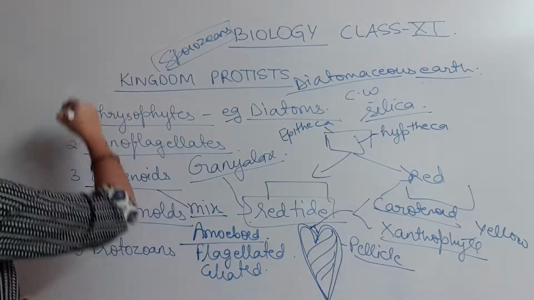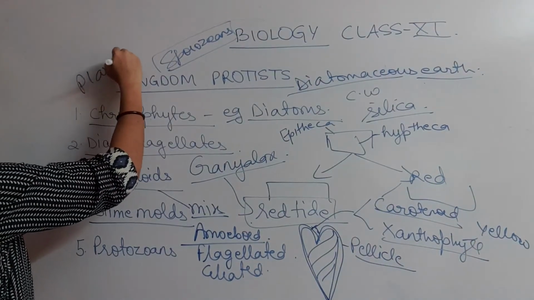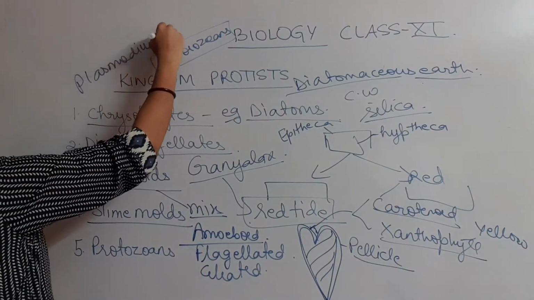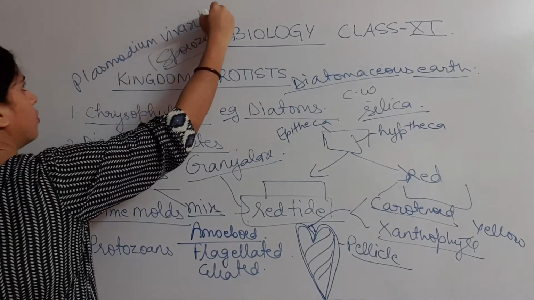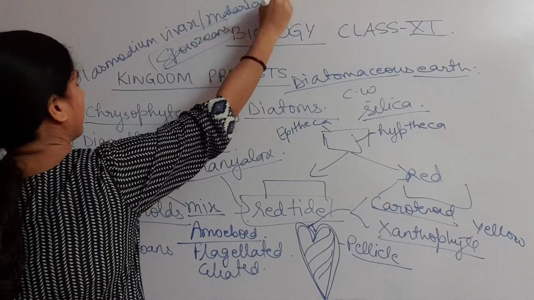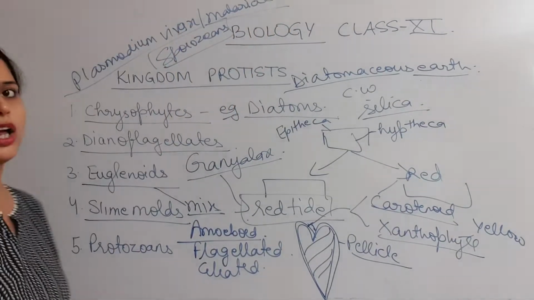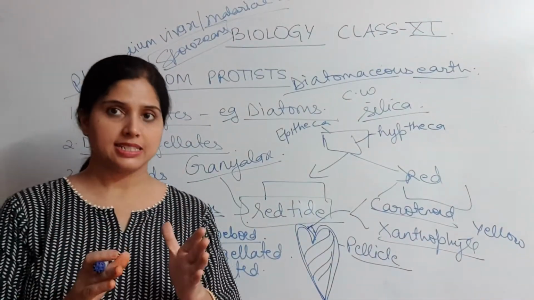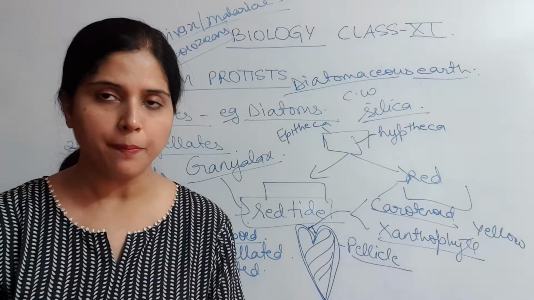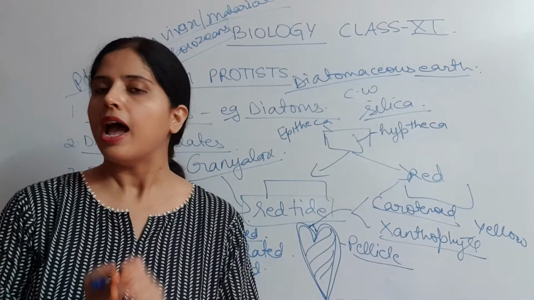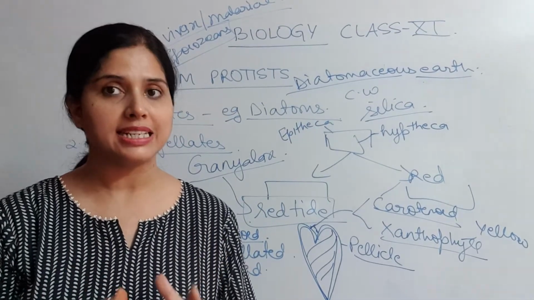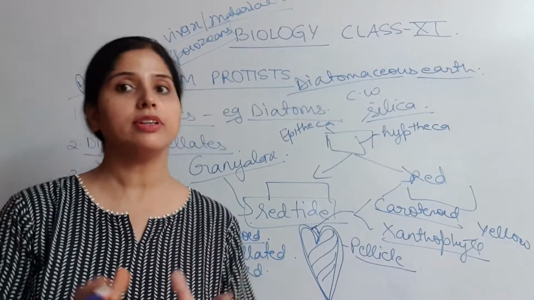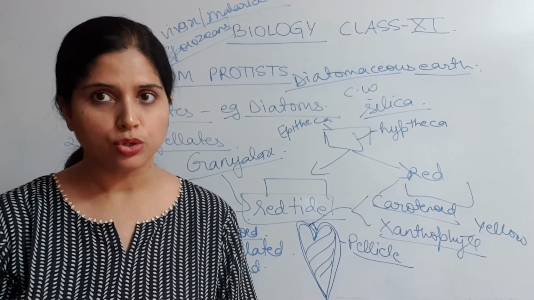Example is Plasmodium vivax, Plasmodium malariae, which cause malaria. So Plasmodium is an organism in protozoa, and plasmodium is a phase in slime mold. This is a differentiating point between the two.